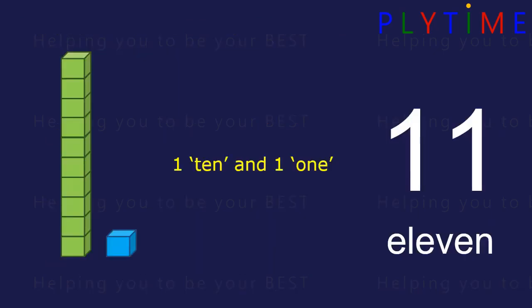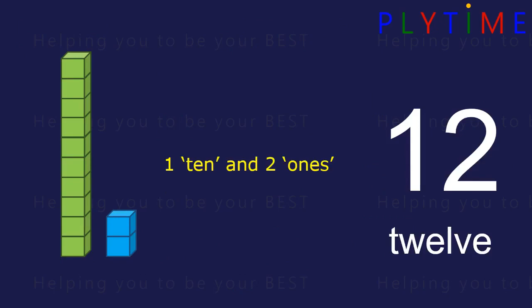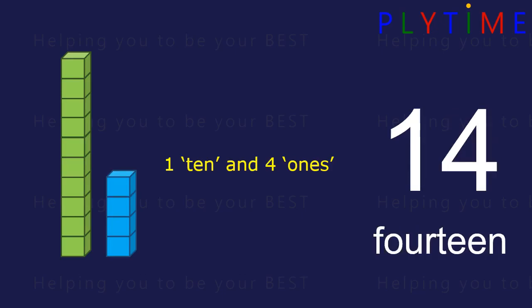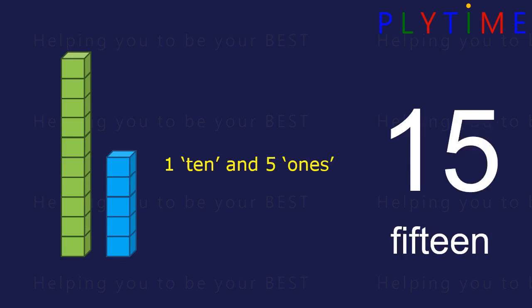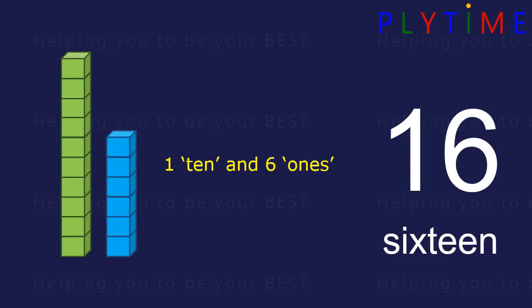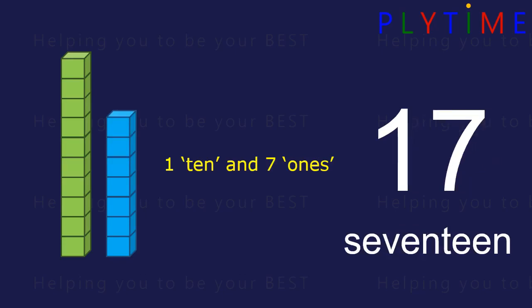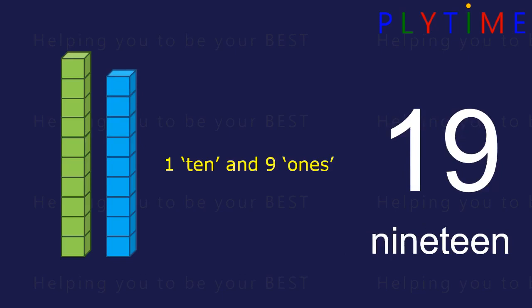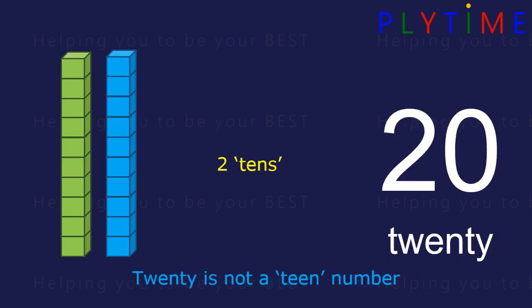1 ten and 1 one is 11. 1 ten and 2 ones is 12. 1 ten and 3 ones is 13. 1 ten and 4 ones is 14. 1 ten and 5 ones is 15. 1 ten and 6 ones is 16. 1 ten and 7 ones, 17. 1 ten and 8 ones is 18. 1 ten and 9 ones is 19. 2 tens is 20. 20 is not a teen number.